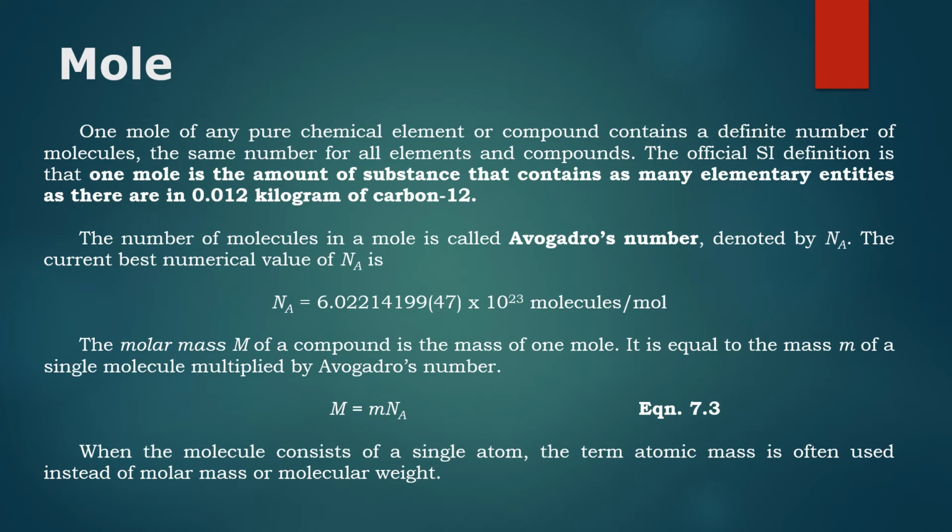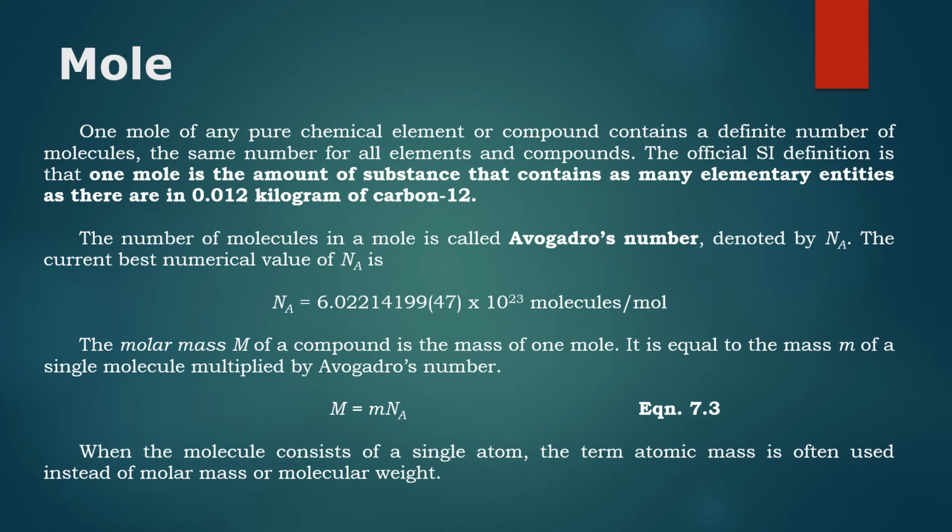The number of molecules in a mole is called Avogadro's number, denoted by N_A. The current best numerical value of N_A is 6.0221419947 times 10 to the 23 molecules per mole.